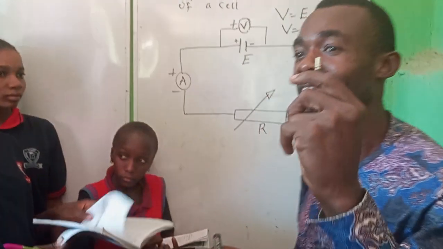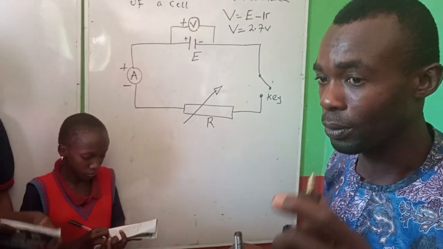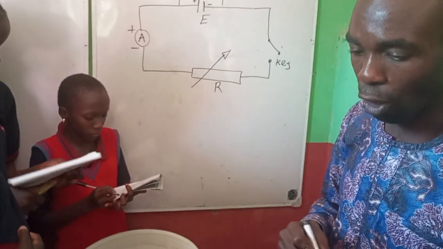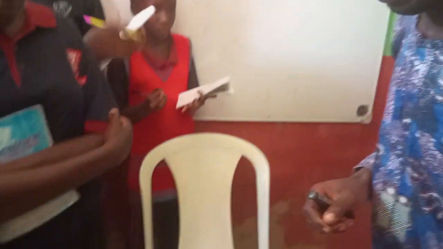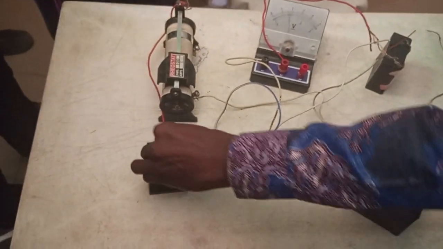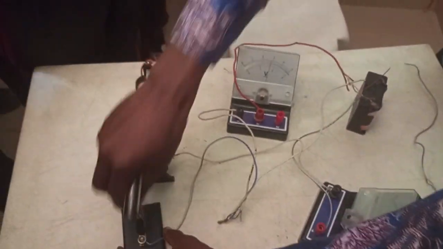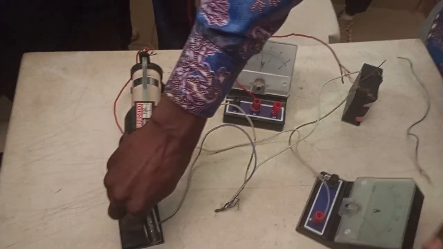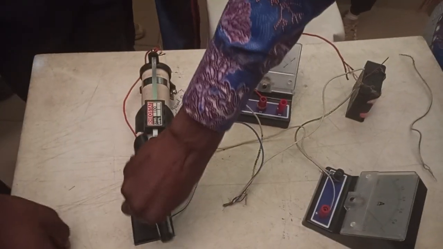When the key is open, when the switch is open, the voltage is that value. I open the switch. Now look up. I will close the switch now. Did they say I have closed it? Yes, sir. Solo, close it for me.